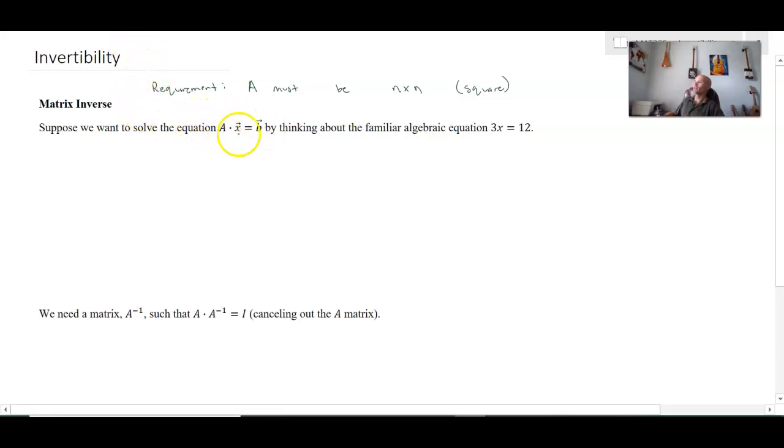Let's say we want to solve the matrix equation AX equals B, which we know we could take the columns of A and the B vector, put them in an augmented matrix, perform row reduction or Gaussian elimination, and thereby getting the values of the variables in the X vector. But let's think about it another way. Let's think about the familiar algebraic equation 3x equals 12. Now we know that here there are a couple of ways to solve this. One way would be to divide both sides by 3 and to get x equals 4.